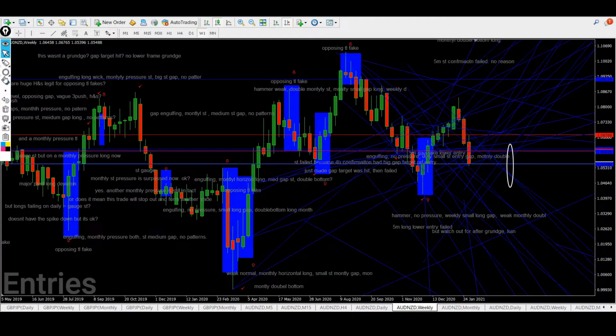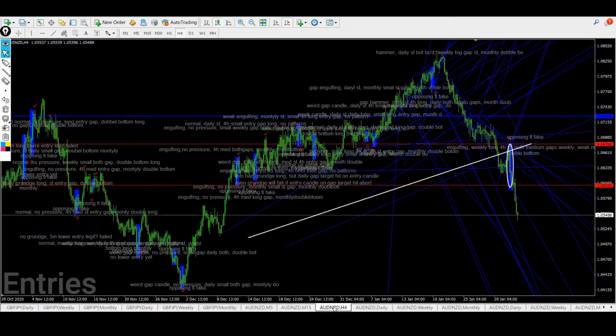This is a weekly chart. That target, being from this pivot to this pivot, was just hit a couple minutes ago. The reason I'm taking these small targets is because in the long term, price is still long biased. This is just a pullback, so I'm taking very short targets.